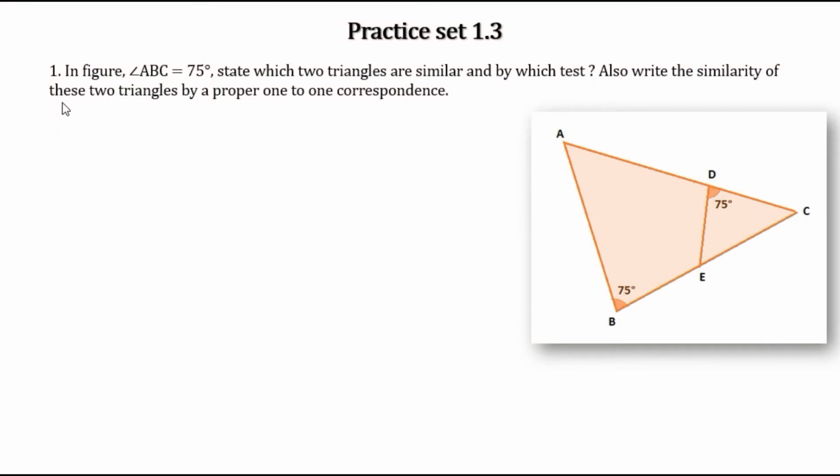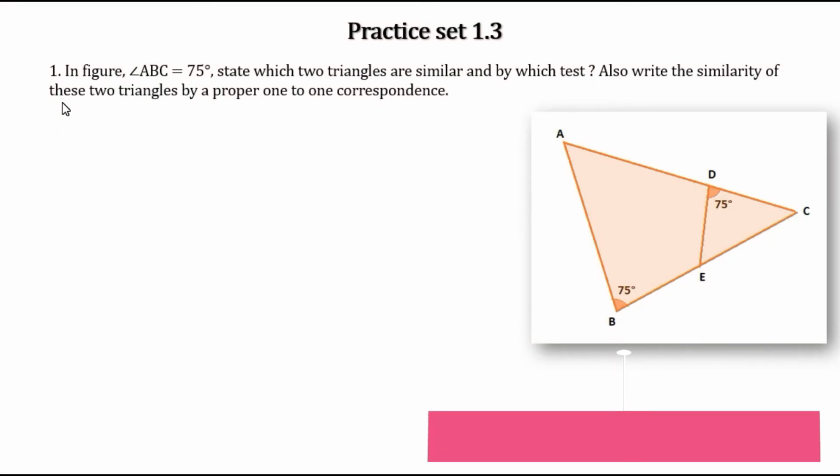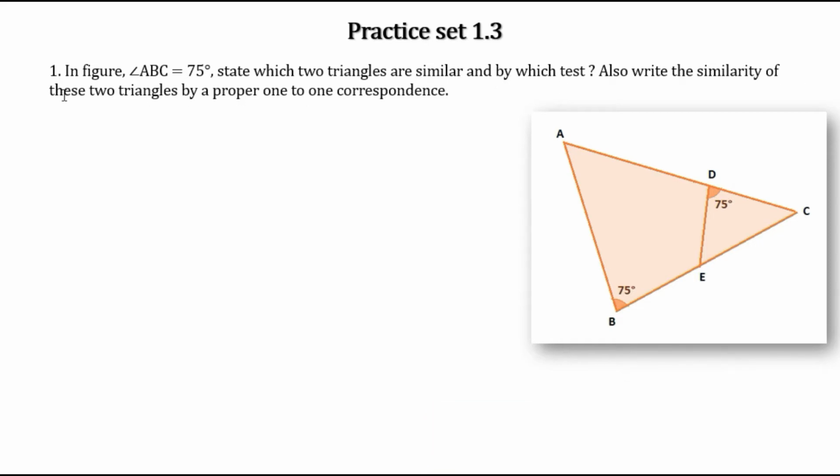Practice set 1.3, question number 1. In the figure, angle ABC is equal to 75 degrees. State which two triangles are similar by which test. Also write the similarity of these two triangles by a proper one-to-one correspondence.